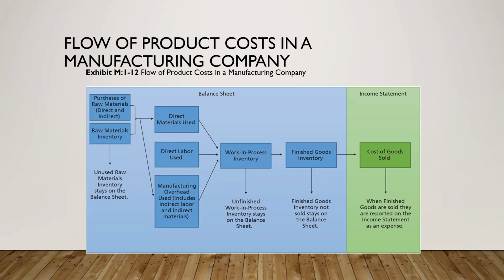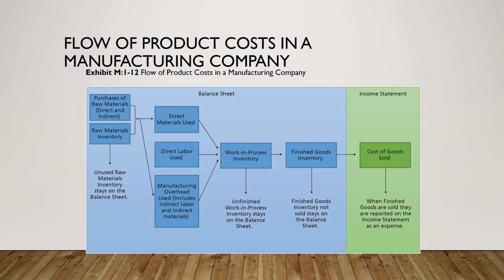Now, during production, the manufacturer uses direct labor and manufacturing overhead, including indirect labor and indirect materials, to convert direct materials into work in process inventory. The cost of the beginning work in process units is added to the cost of direct materials, direct labor, and manufacturing overhead incurred during the period. This is the work in process inventory costs to account for.